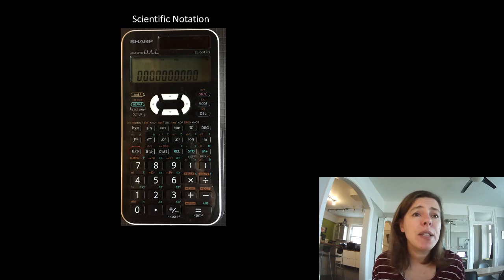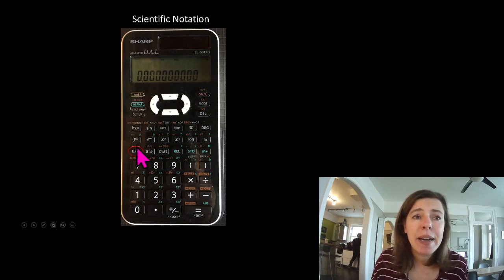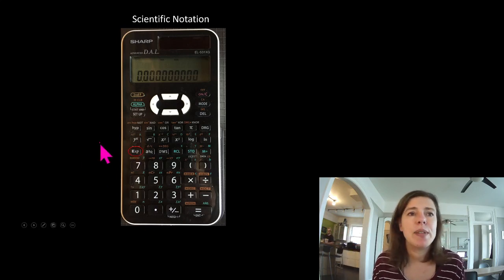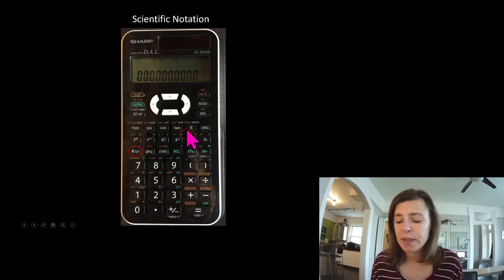So scientific notation, you can see this button right here gives us our scientific notation. That also does it as well, 10 to the power of.